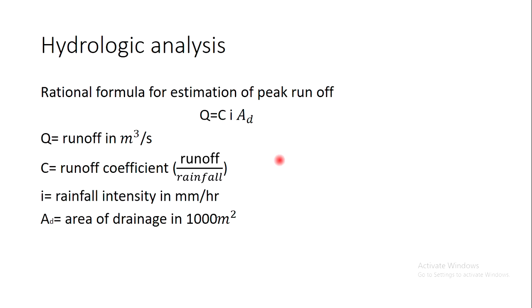Hydrologic analysis is usually done by using the rational formula, that is Q = C × I × AD, where Q is the runoff in meter cube per second, C is the runoff coefficient which is expressed as a ratio of runoff to the rate of rainfall, I is the rainfall intensity in millimeters per hour, and AD is the drainage area in 1000 square meters.